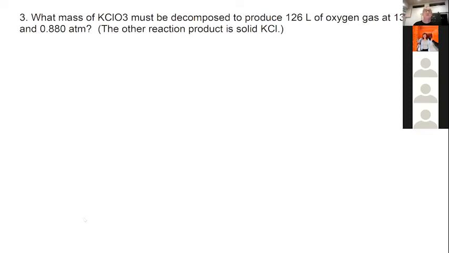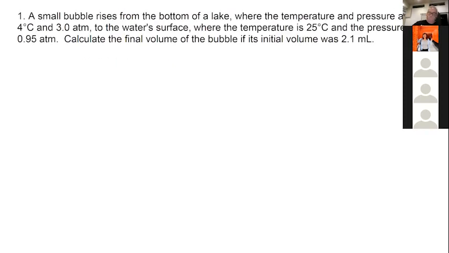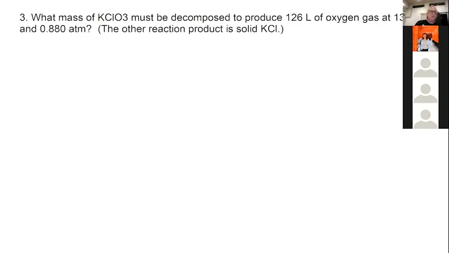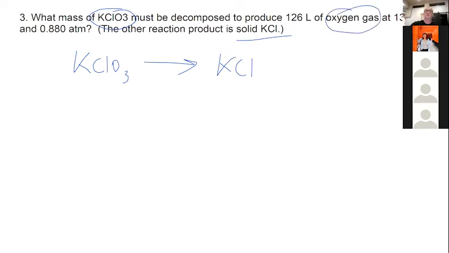So this is a decomposition reaction, meaning that this is going to break up into other products. So we have potassium chlorate. It's going to break down, decompose into 2 different products. One of them we can see is solid KCl. And what's the other one? O2 gas. Yeah, it's oxygen gas, which is O2. Exactly right.